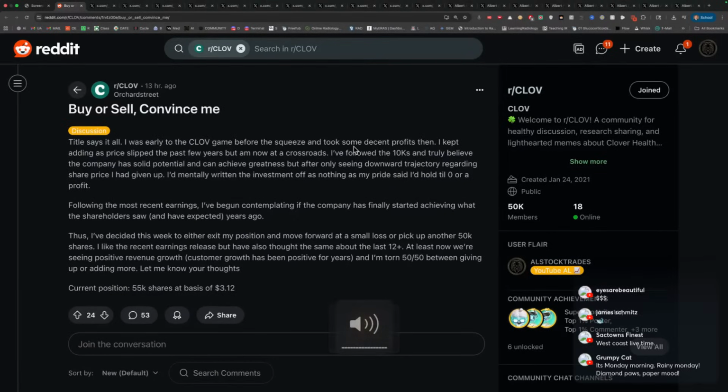I was a recent Clover game called Squeeze and took some decent profits. I get adding its price over the past few years, but now I'm at a crossroads. I followed the company for decades and truly believe it has solid potential and can achieve greatness, but after only seeing a downward trajectory in share price, I have given up. I've written the investment off as nothing. The plan: sell, or hold till zero or profit. So again, hold till zero or profit, very kind of a static thing.